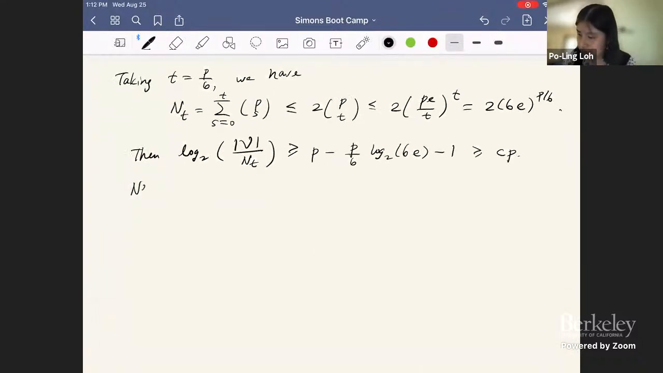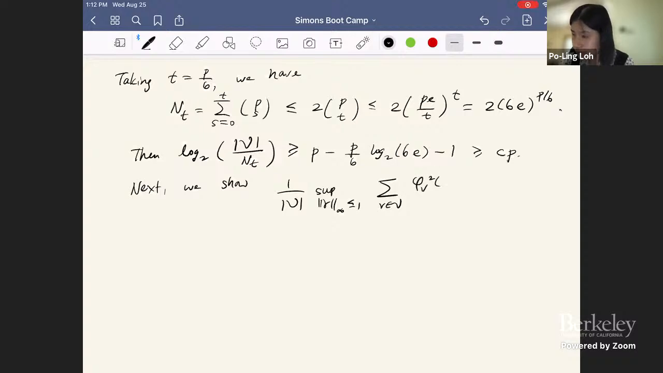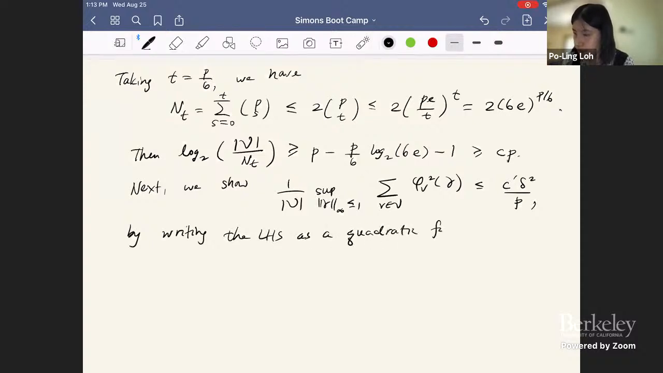Okay, so next we show that 1 over the size of V times the supremum over this guy of the sum over v in V of phi_v squared of gamma is less than or equal to some constant times delta squared over p. And the way we do this is by writing the left-hand side as a quadratic form in gamma.